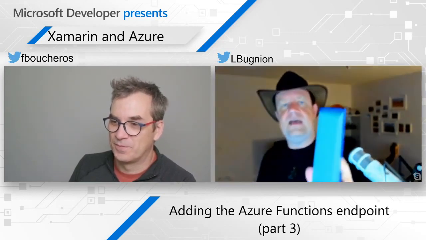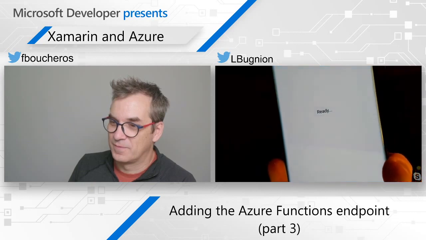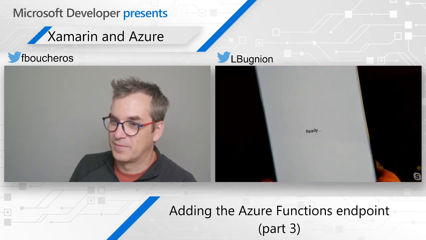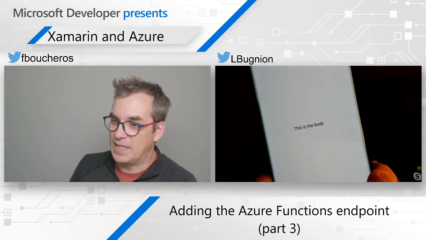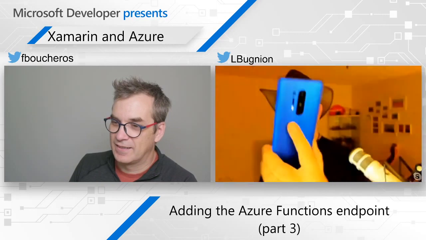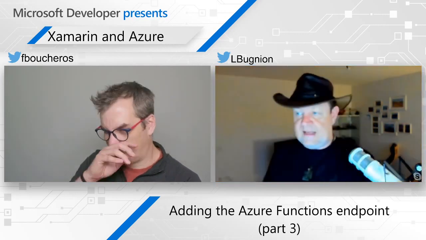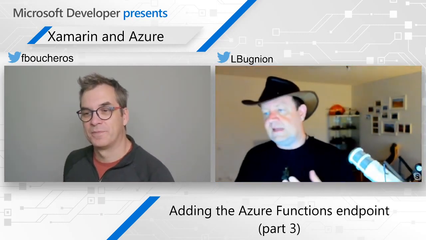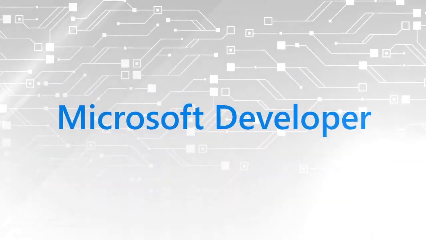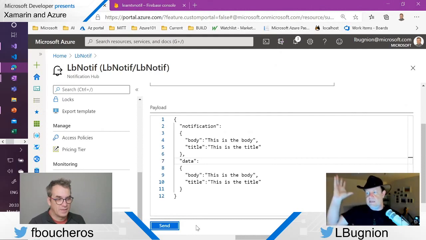Let's do another quick test. Now I have the application running. It says ready. And if I click on send, this is the body. We should see, voila, we see this is the body. And so this is exactly the notification that I sent, meaning that I am now able to receive push notifications from the notification hub directly. So that's yay.